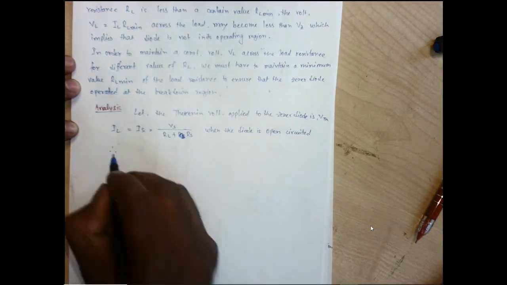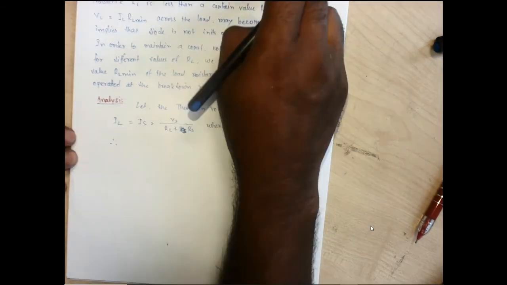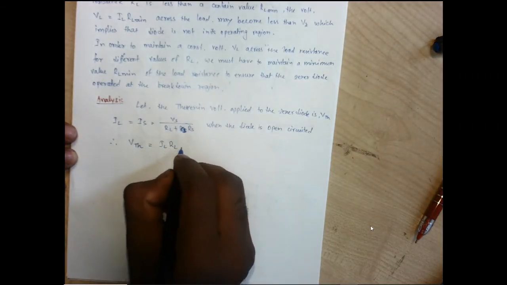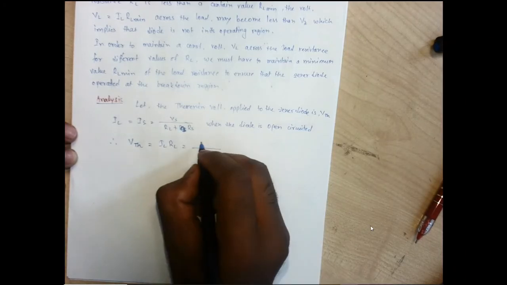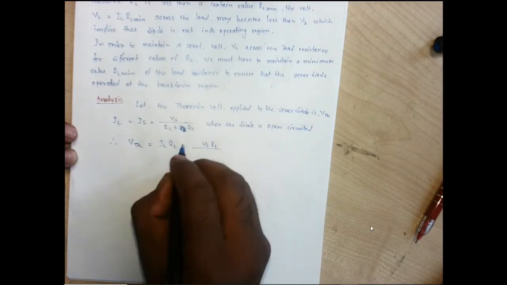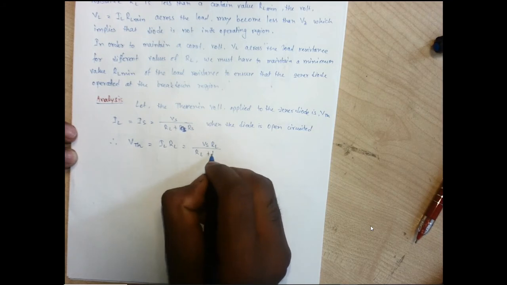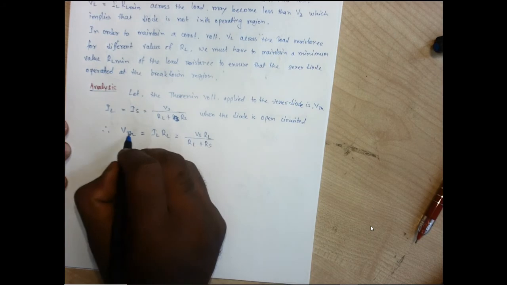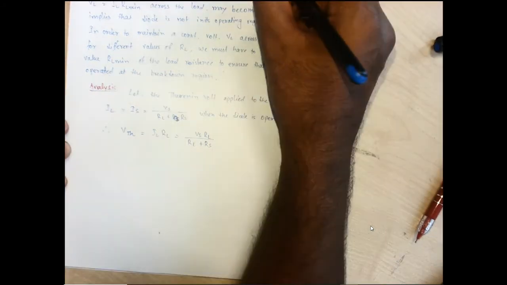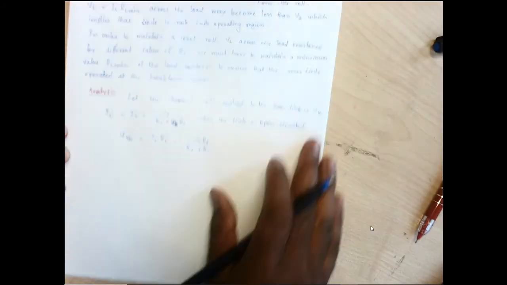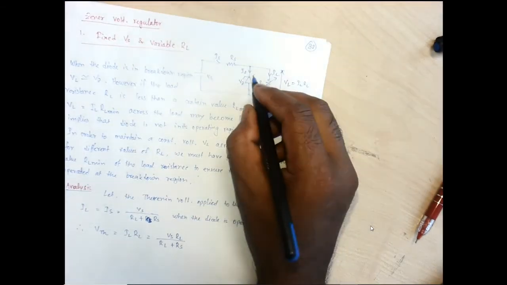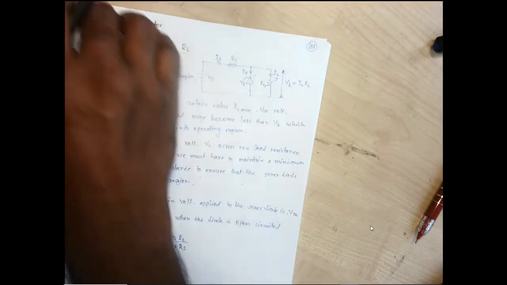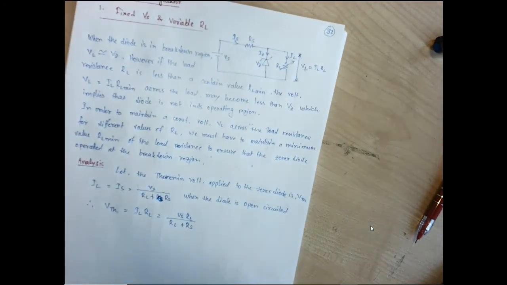Therefore the Thevenin voltage which is applied across this diode, VTH, is IL into RL, that is VS RL by RL plus RS. Now when will this diode be in the breakdown region? When this VTH is greater than or equal to VZ. The breakdown voltage of this diode is VZ. So this VTH which is applied across the Zener diode is capable of putting this Zener diode into the breakdown region when VTH is greater than or equal to VZ.